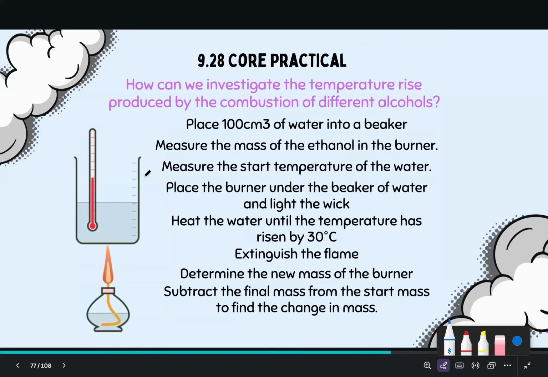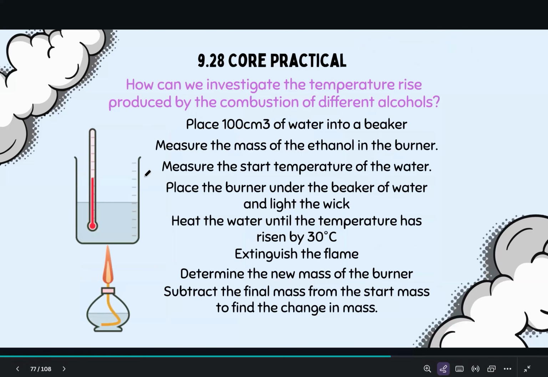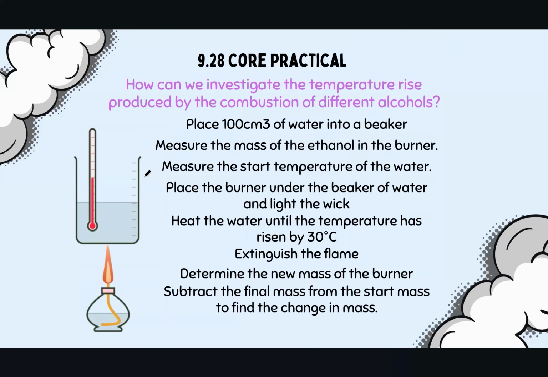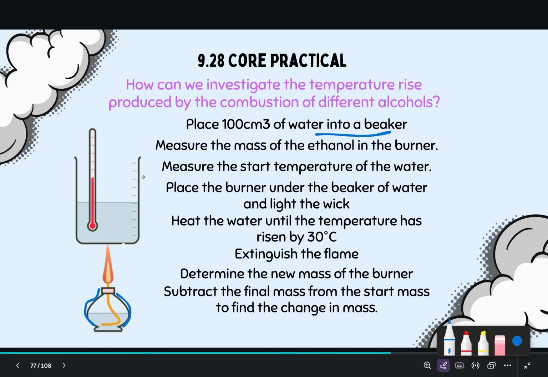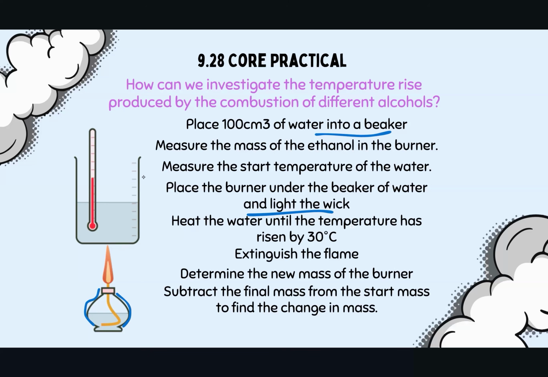Okay, core practical. How can we investigate the temperature rise produced by the combustion of different alcohols? So you place 100 centimeter cubed of water into a beaker, measure the mass of the ethanol in the burner, place the burner under the beaker of water and light the wick. Heat the water until the temperature has risen by 30 degrees, extinguish the flame, determine the new mass of the burner.